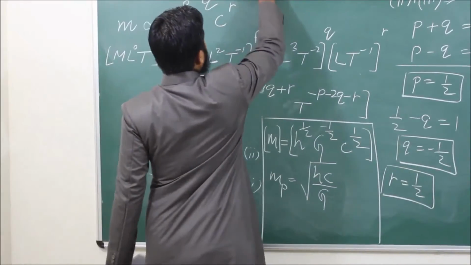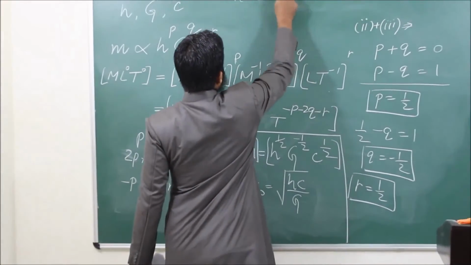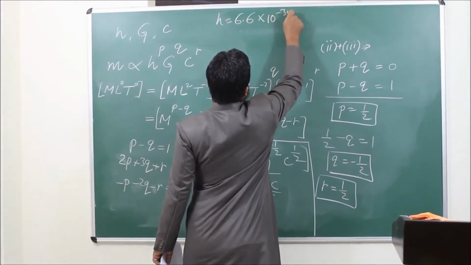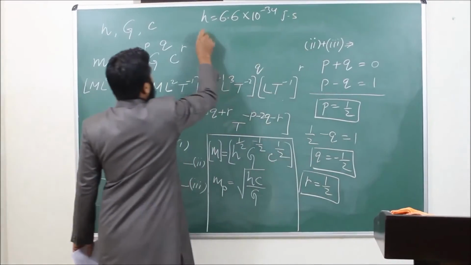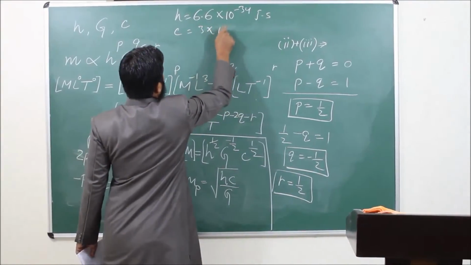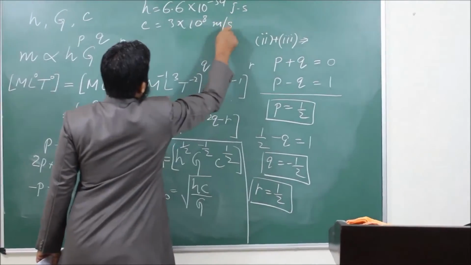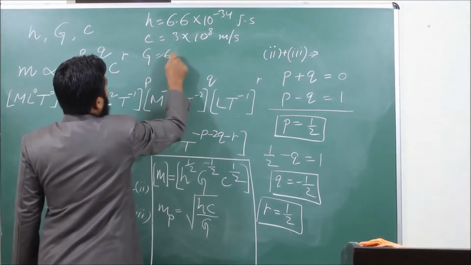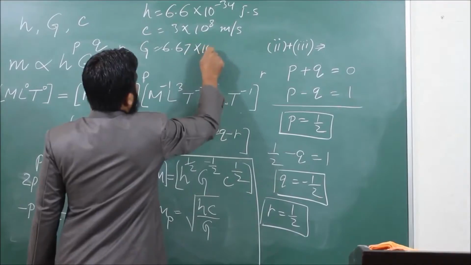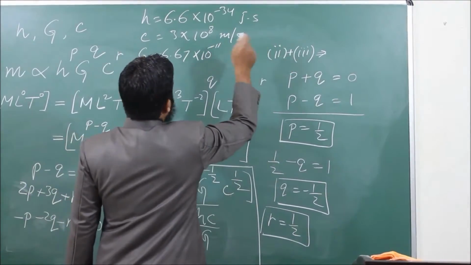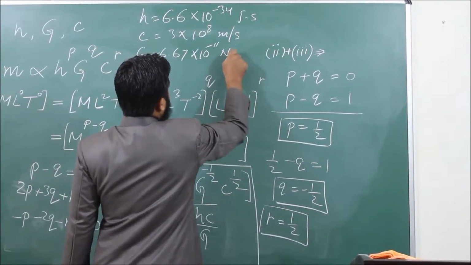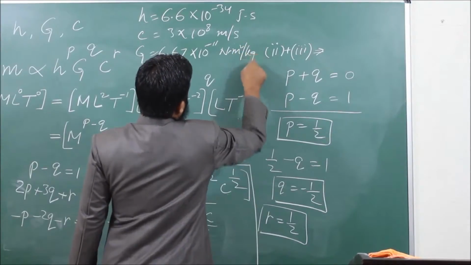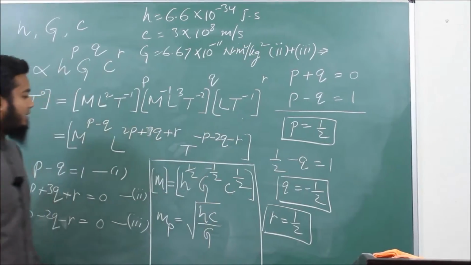Let me write the values. H is 6.6 into 10 raised to the power minus 34 joule second. C has a value 3 into 10 raised to the power 8 meter per second, and capital G has a value 6.67 into 10 raised to the power minus 11, and the unit is Newton meter square per kilogram square. We discussed it last time.